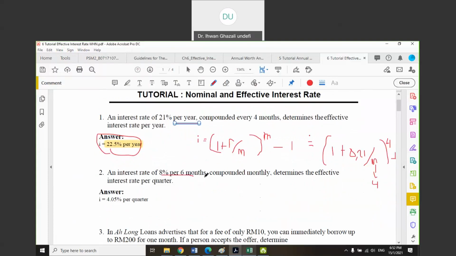This is the same thing, you can calculate it with this formula. Monthly, per 6 months. You need to find R first. You need to understand quarter. What is the quarter? 3, right? So per 6 months, this is the M. Then you try to input this value. After you find R, you will get this value.